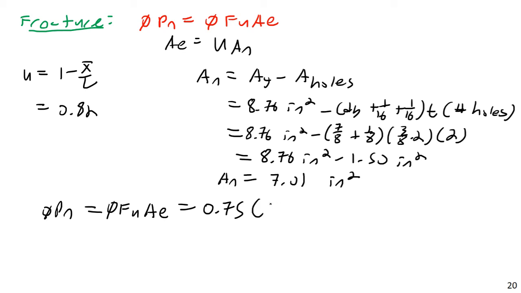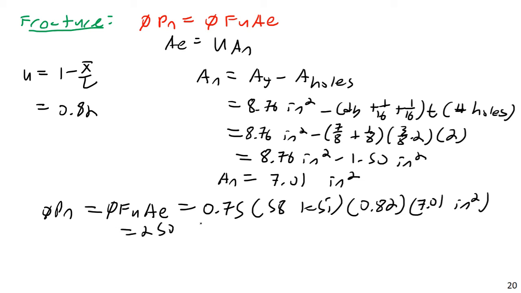0.75 times 58 ksi times our U factor of 0.82 times 7.01 inches squared. And so then that comes to 250 kips. So we have an overall strength in fracture of 250 kips, and this is also good.